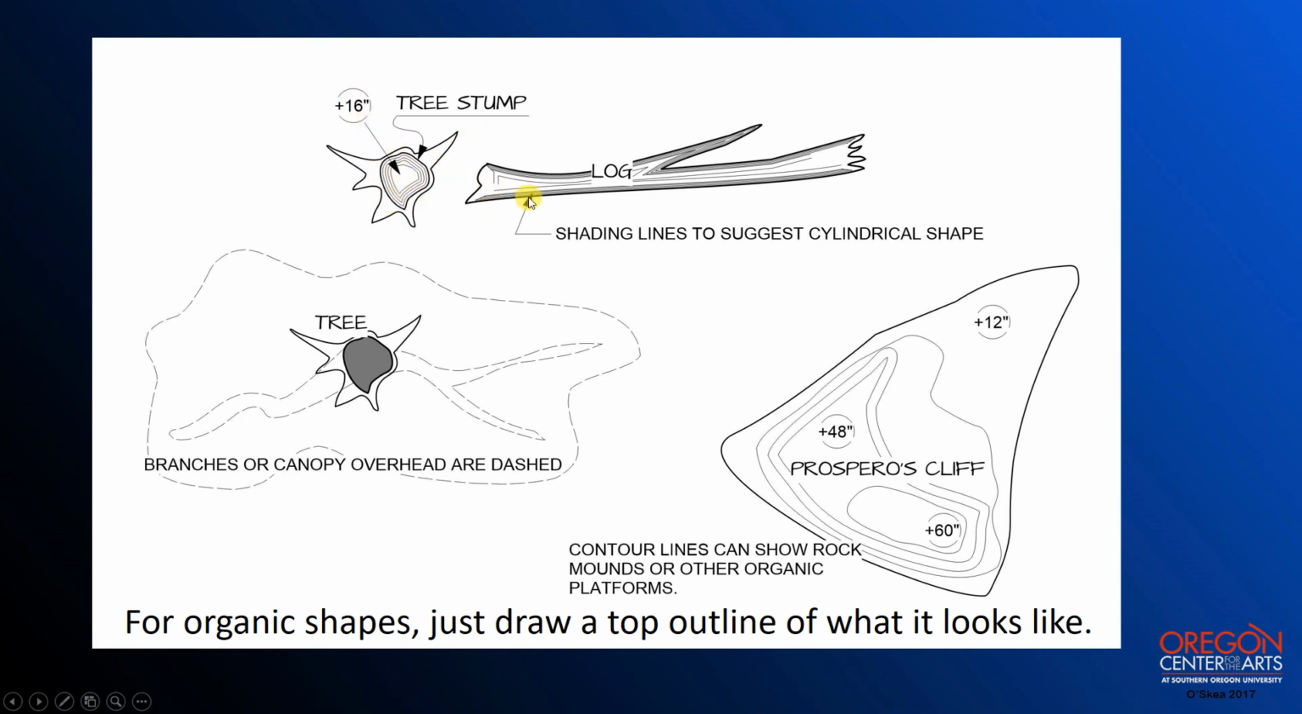Same thing with this little log. So I've got a log, I've labeled it. It's pretty clear what it is. I've just put these little shading lines here to suggest the kind of cylindrical shape of that log lying on the stage.